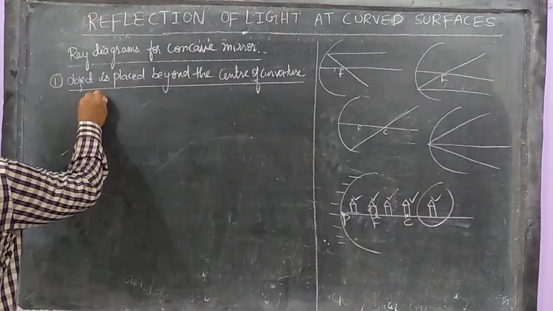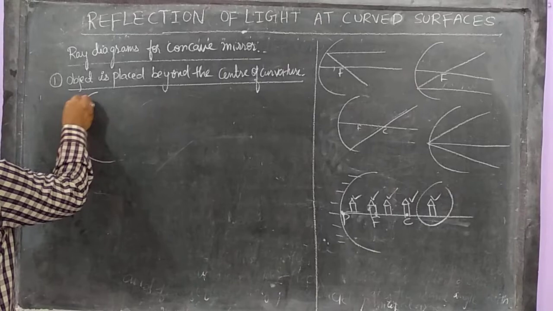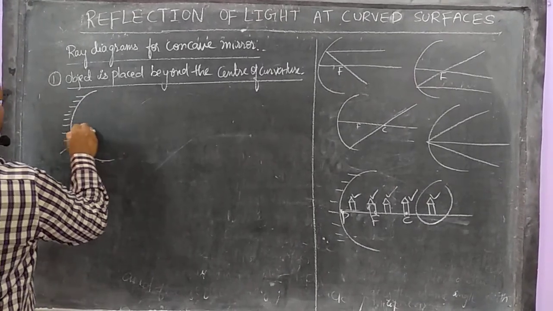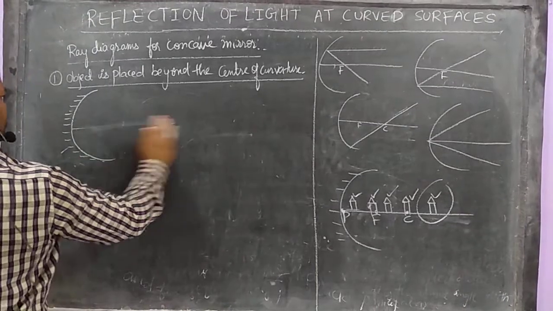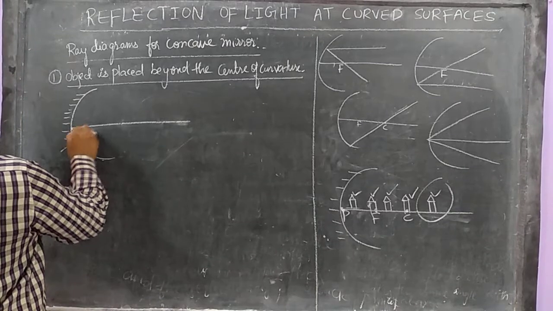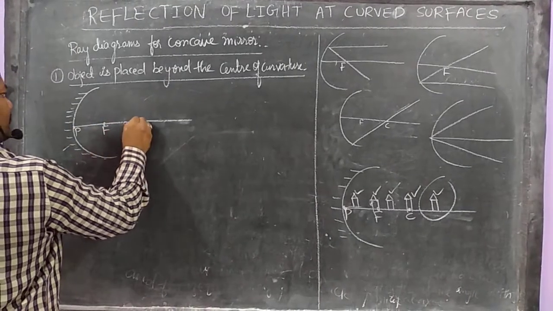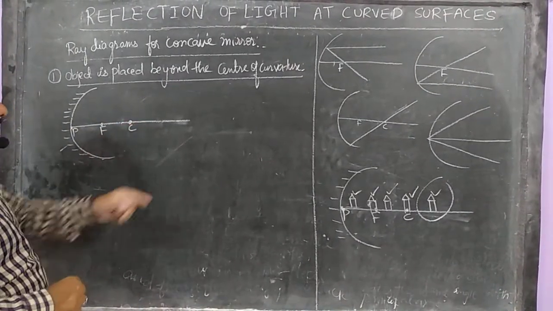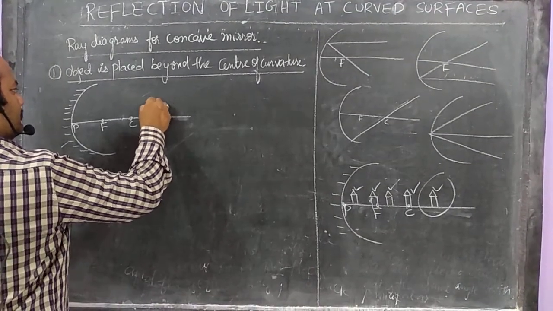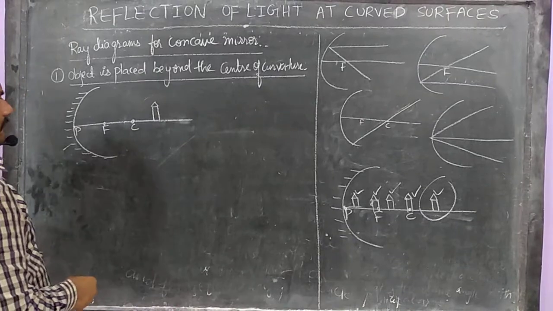Let us draw the concave mirror. This is the hard surface. Draw the principal axis. Mention the terms pole, focus, center of curvature. Where do you place the object? The object is beyond C, a little bit away from the center of curvature.